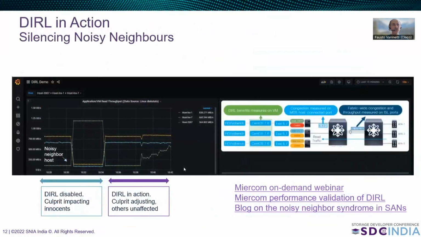Now, another way to describe DIRL is by comparing the behavior before and after, when DIRL is disabled or when DIRL is in action. I will not really describe in detail what you see here on the slide, but there are webinars that you can listen to, and there are blogs that describe the feature in more detail. Essentially, when DIRL is in action, the culprit, the device that tries to monopolize all network resources, is prevented from doing so. And the other nodes keep talking at the same level as before, so they are not impacted. Another way to describe this solution is to talk about noisy neighbors and the way to make them silent.